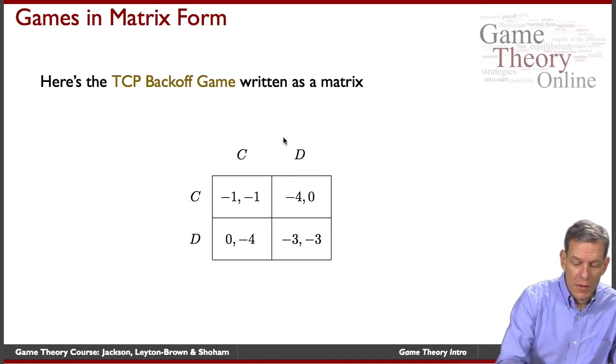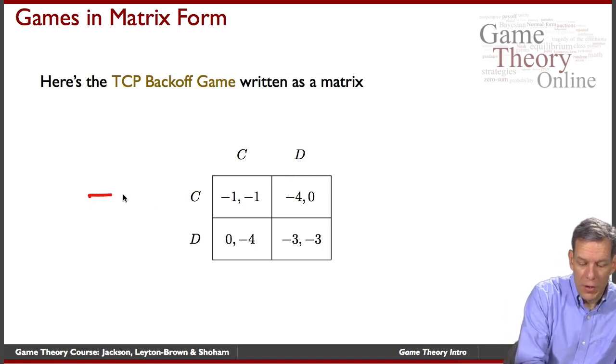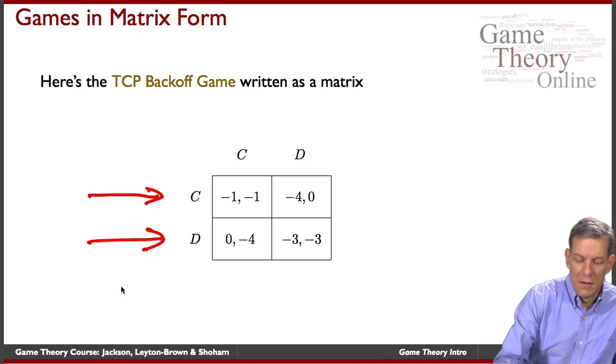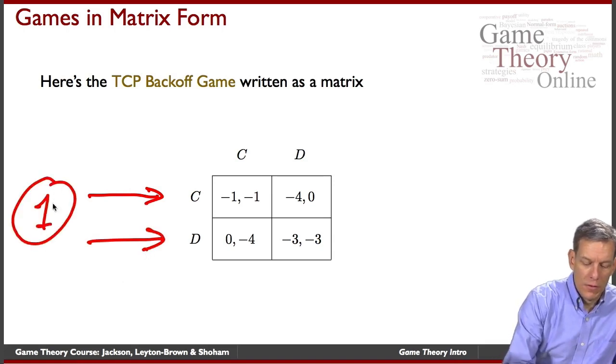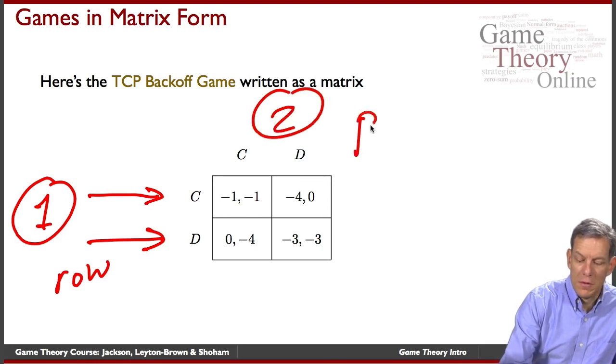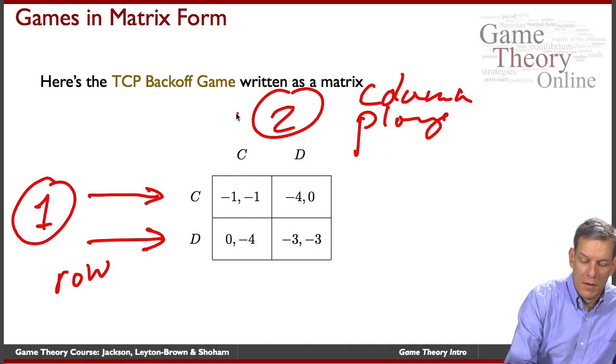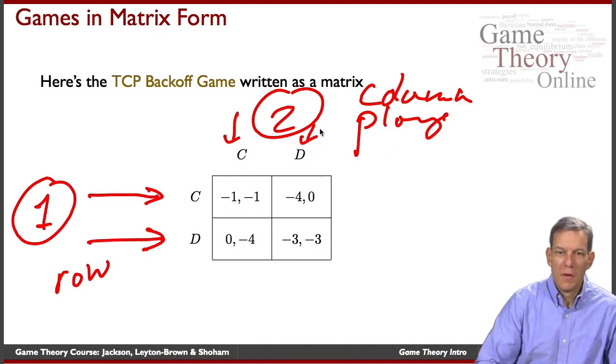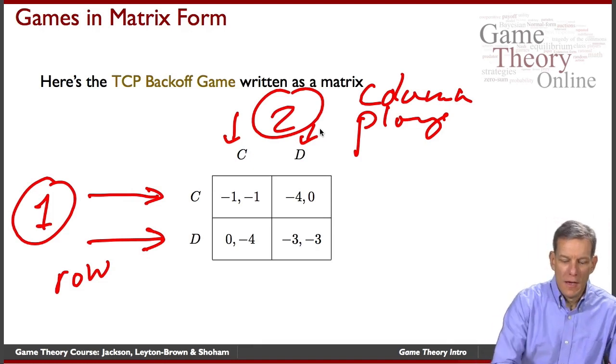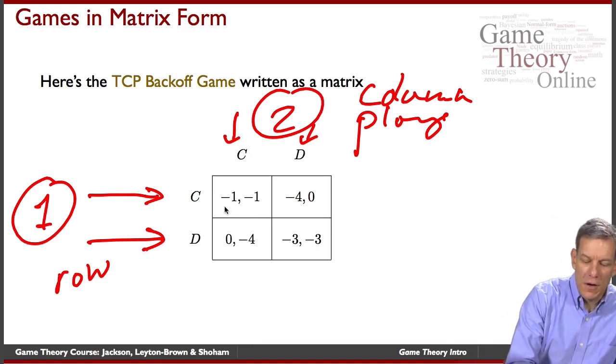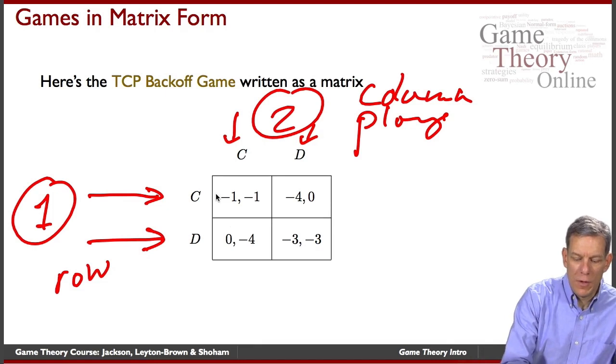matrix as follows. So the row player, player one, can choose either C or D. So this is player one's choice, generally known as the row player. This is player two's, the column player. And they represent the choices that they have. And then inside the cells are the payoffs to the different players.